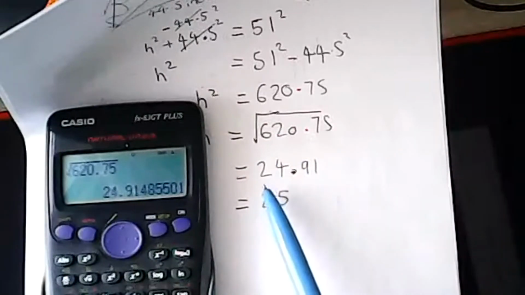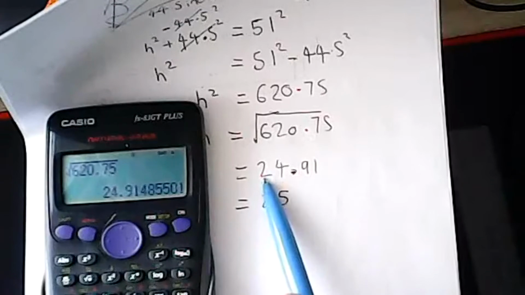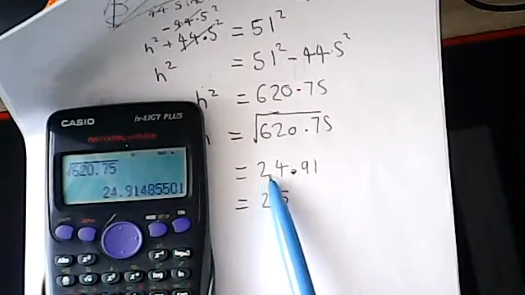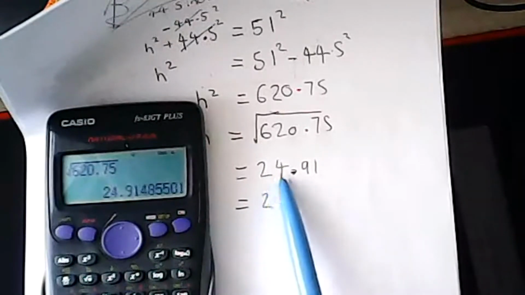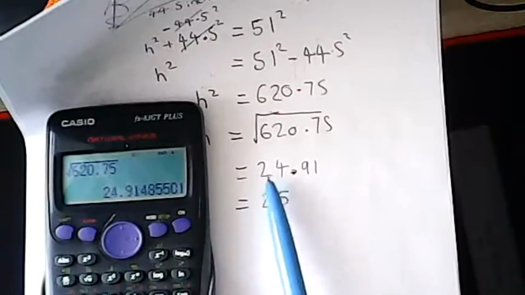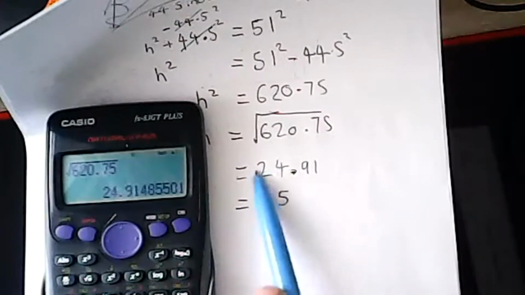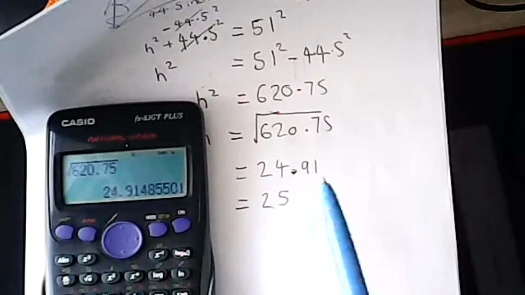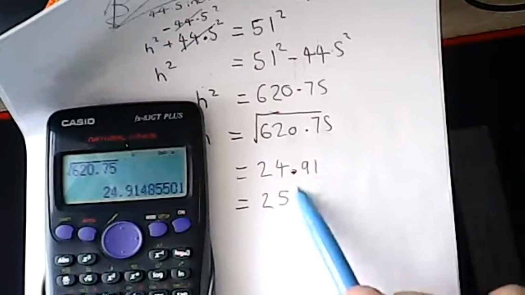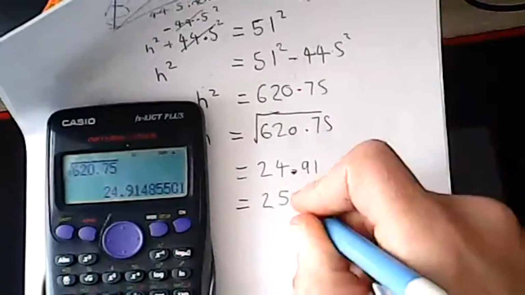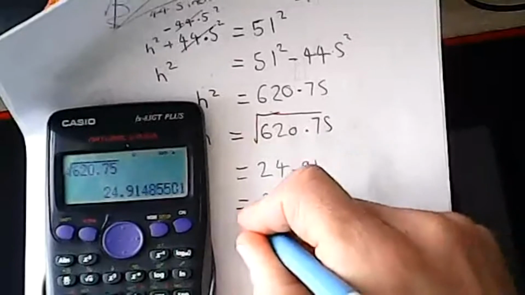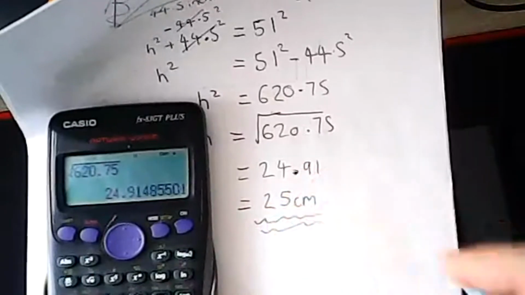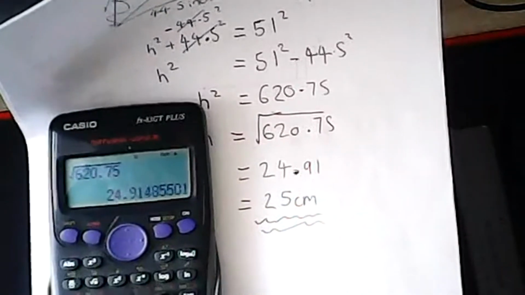But 2 significant figures means 2 non-zero digits. Well, it could be 0 if it's trapped, but 2 non-zero digits counting from the left to the right. 2 places there. So we don't need any of this. But the 9 makes that 4 go up to 5. So that's centimetres. And that's done. So that's it for Pythagoras.